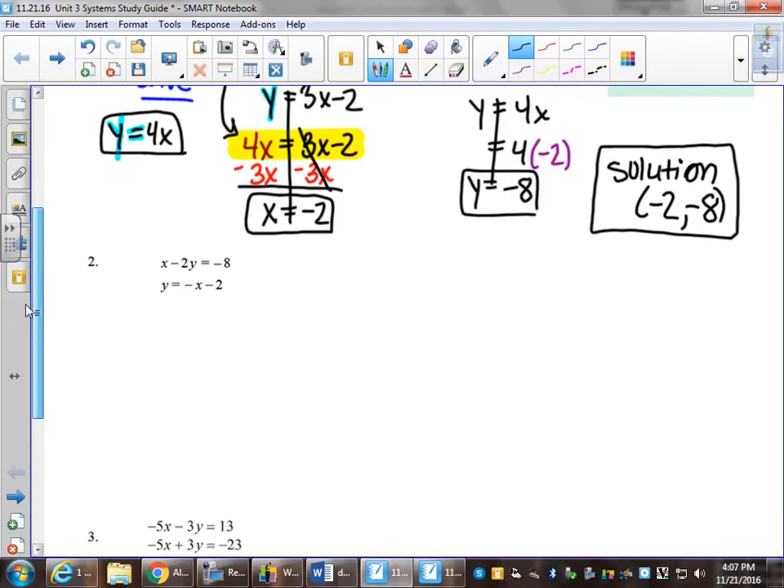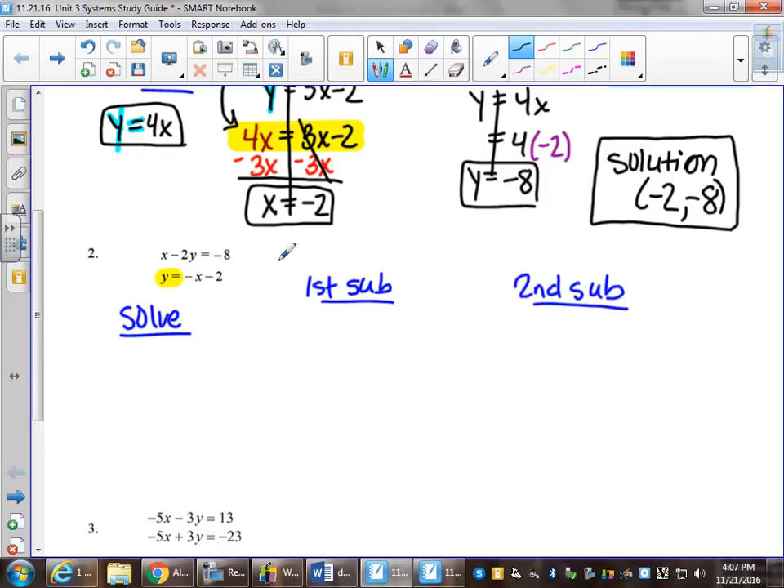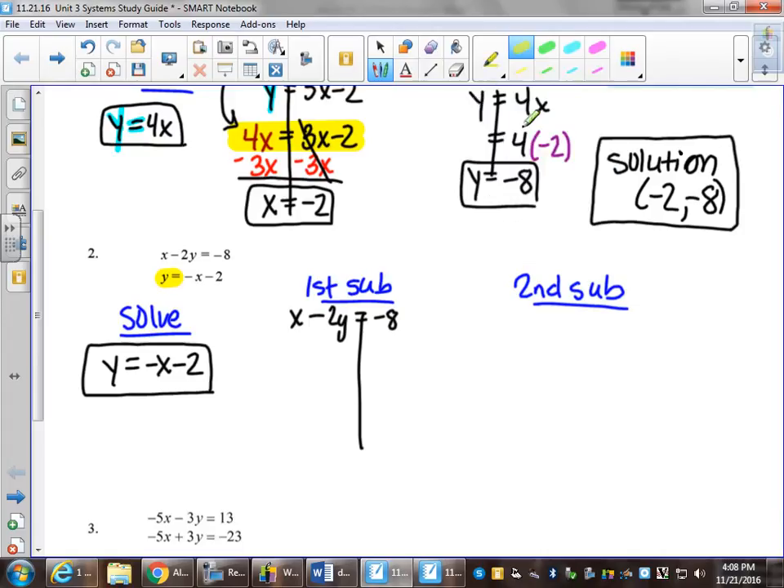Number 2. Remember, when one or more of my given equations is solved for x or y, right away, substitution should come to mind. Solve, first sub, second sub. The second equation is already solved for y, so I'll bring that right here. Then we ask ourselves, what equation did we not use yet? We didn't use the top equation. So x minus 2y equals negative 8, lined on the equal sign. Do we have something to sub in for x or for y? Well, this says y equals, so I know that I have something to sub in for y.